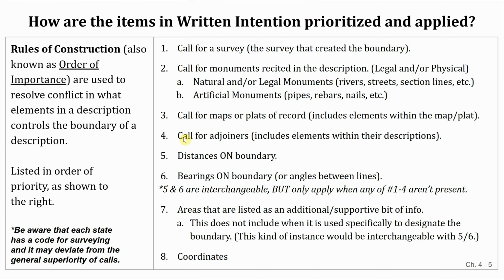Now, they actually have to be called for in your description. You can't just necessarily go looking for adjoiners. This would be like extrinsic evidence that could be helpful if it's not called for.